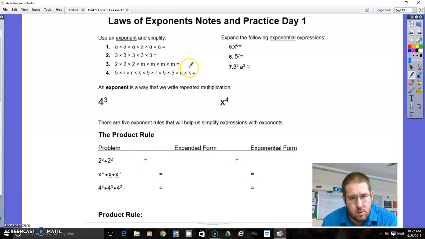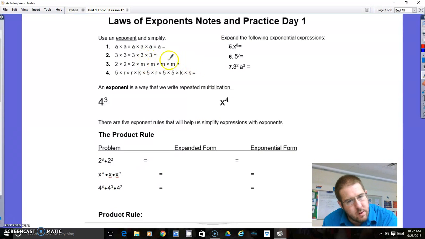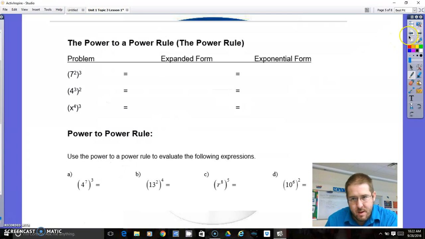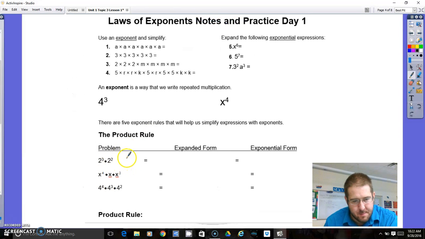All right, so laws of exponents. This lesson goes through the laws of exponents. And as I just mentioned before, this is the product rule. Whenever you multiply things with the same base, all you have to do is add the exponents. I'll just do a couple of examples, trying to keep this short. 2 to the third times 2 to the second is 2 to the fifth. That's kind of like the warm-up we did.